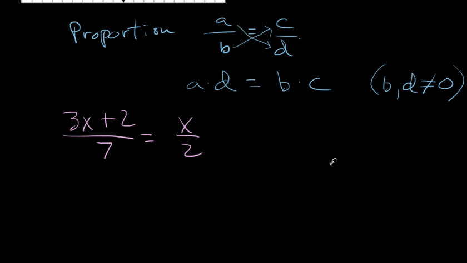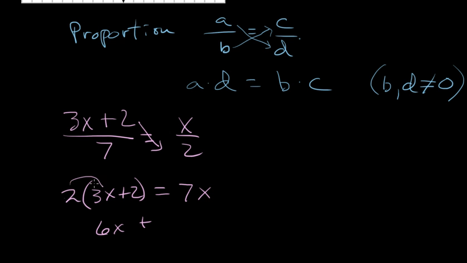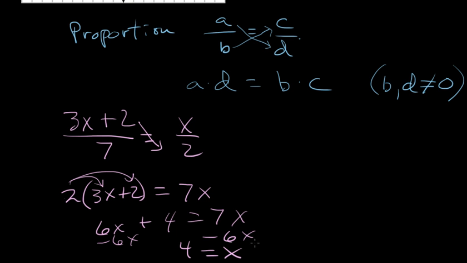Solve means find out what the value of x is. So let's see what the value of x is. I'm going to cross multiply. 2 times (3x plus 2), or if you prefer (3x plus 2) times 2, either way, equals 7 times x. 2 times 3x is 6x, plus 2 times 2. Do not forget to use the distributive property. 2 times 2 is 4, and that equals 7x. And if I subtract 6x from both sides, I get 4 equals 7x minus 6x, which is x. So x equals 4.